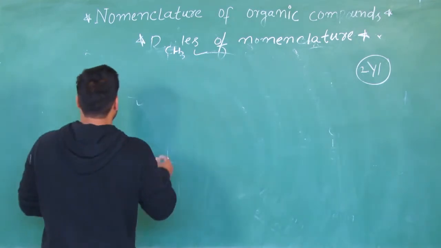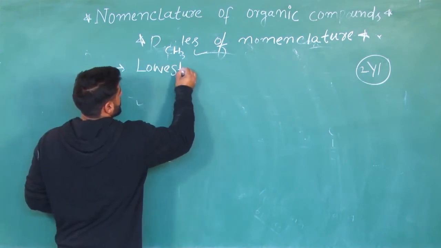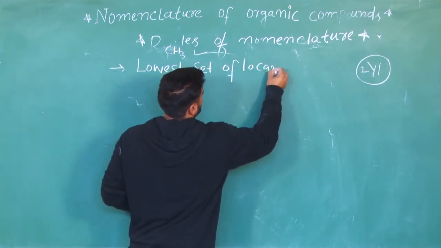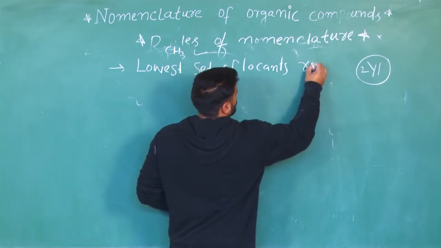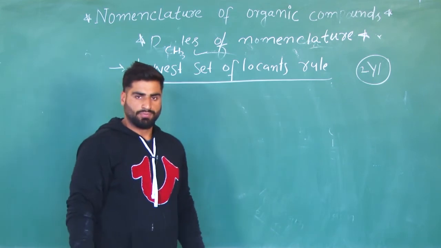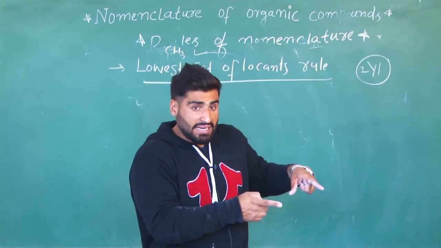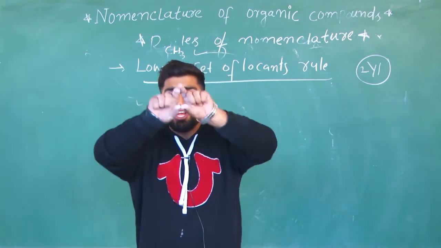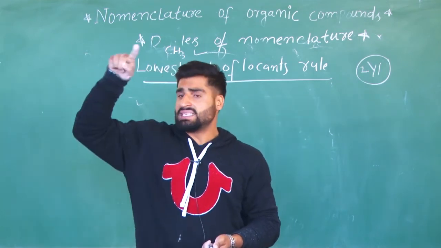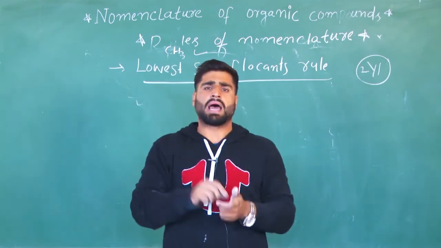So write down the second rule: lowest set of locants rule. Now what is a locant? Already I stated that the principal chain or the main chain can be numbered either in this direction or in that direction. Now there are two types of carbons.